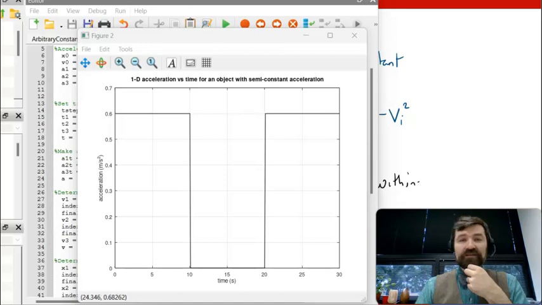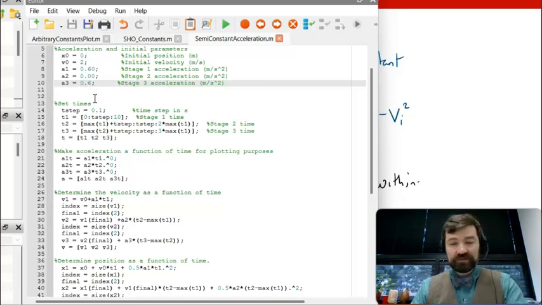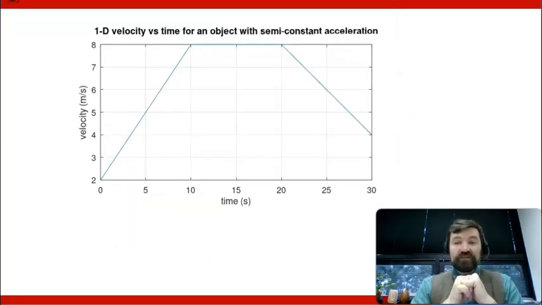In any case, I'm going to go back to the original one that I had, which has this as negative 0.4. And what I'm going to do is throw the velocity versus time graph up for us. So here's the velocity versus time. This is a one-dimensional motion that has the semi-constant acceleration versus time to it.